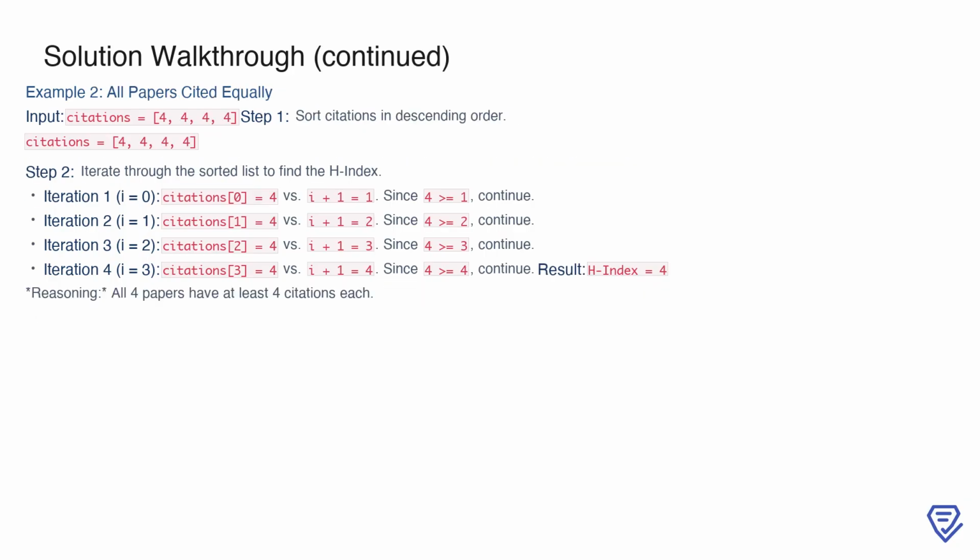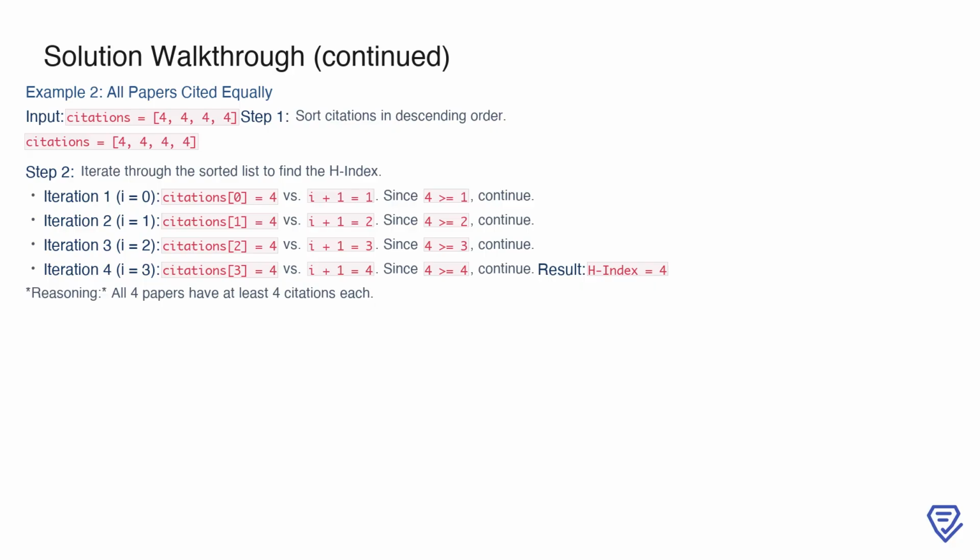In the second example, the input citations array is 4, 4, 4, 4. First, we sort the array in descending order, which doesn't change the order since all values are equal, resulting in 4, 4, 4, 4. Now we iterate through the sorted list. For the first paper, the citation count is 4, and the rank is 1. Since 4 is greater than or equal to 1, we move to the next paper.